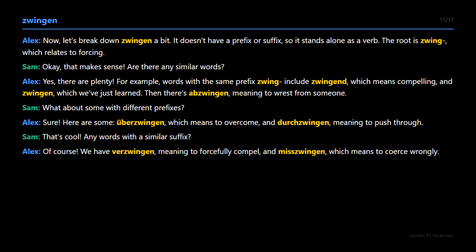What about some with different prefixes? Sure. Here are some: überzwingen, which means to overcome, and durchzwingen, meaning to push through. That's cool. Any words with a similar suffix? Of course. We have misszwingen, which means to coerce wrongly.